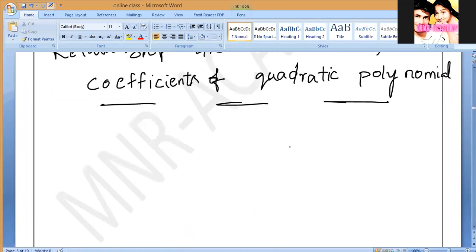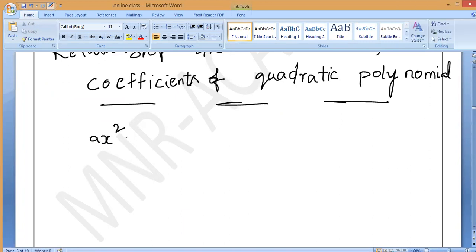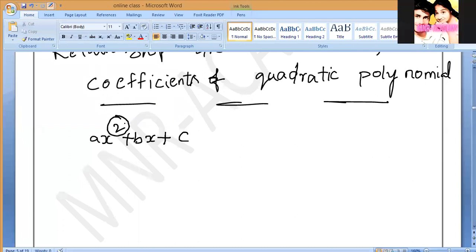What is the general form of a quadratic polynomial? ax square plus bx plus c. See, the highest power is 2. This is a quadratic polynomial. Degree is equal to 2.